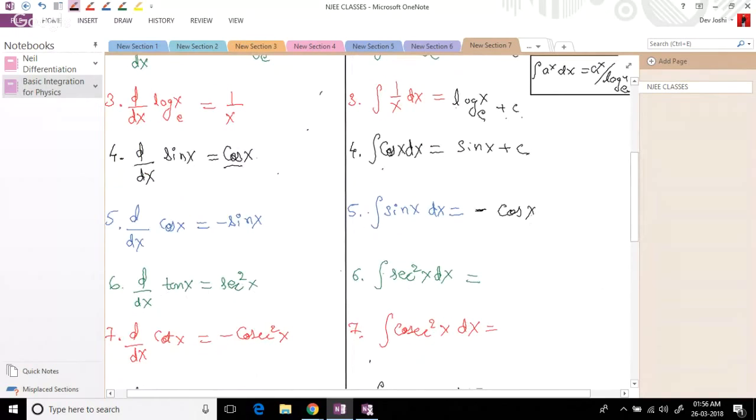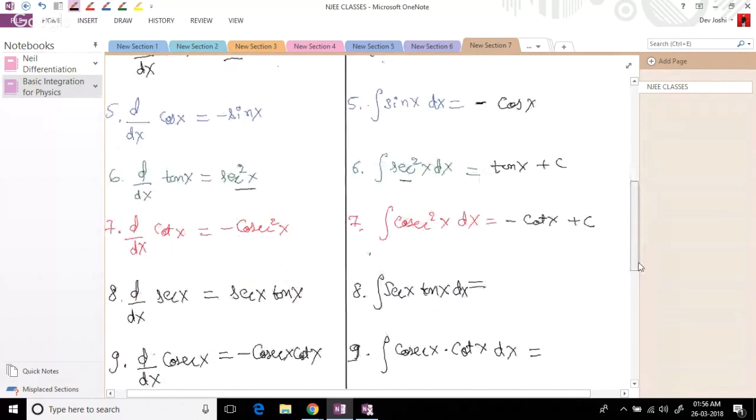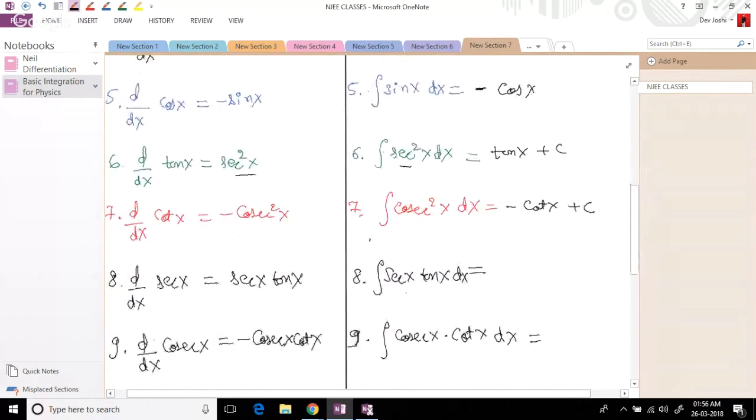Differentiation of tan x is sec square x. So similarly, integral of sec square x is going to be equal to tan x plus c. In the same way, differentiation of cot x is equal to minus cosec square x. So integral of cosec square x dx is equal to minus of cot x plus c. Next, differentiation of sec x is equal to sec x tan x. So integral of sec x tan x is going to be equal to sec x plus c. Differentiation of cosec x is equal to minus of cosec x cot x. So integral of cosec x cot x is equal to minus of cosec x plus c.